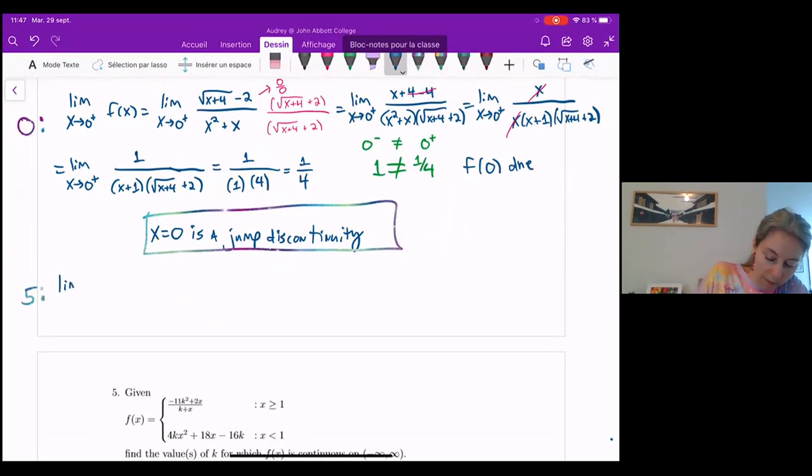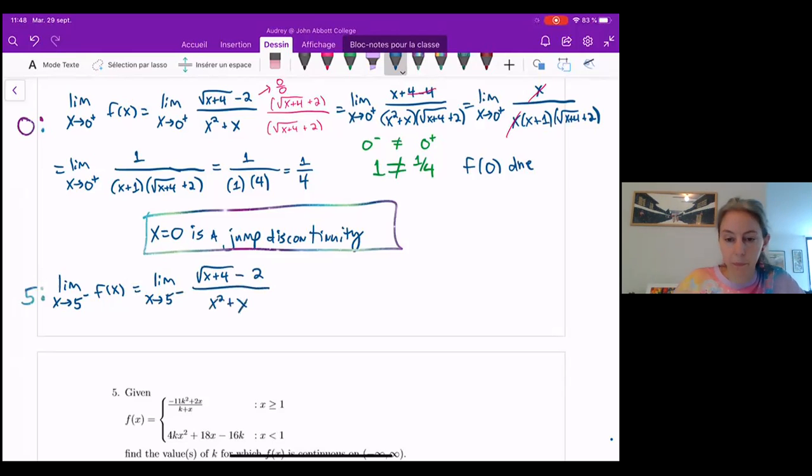So I'm going to look at the limit as x approaches 5 from the left of my function, which we said is the same as the second function. So now I plug in 5, and I get 5 plus 4 is 9, so that's the square root of 9 minus 2, over 25 plus 5, which gives me 3 minus 2 over 30, which gives me 1 over 30. And then I'm going to do 5 from the right.